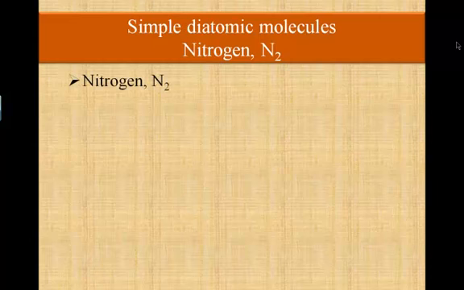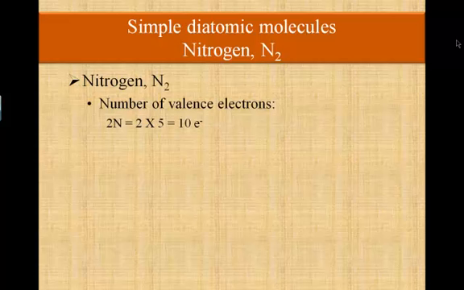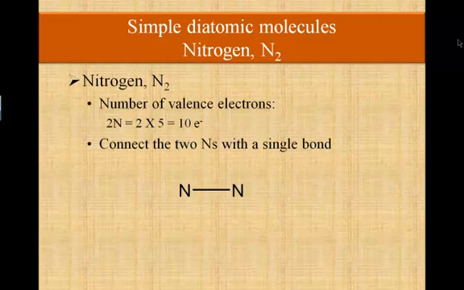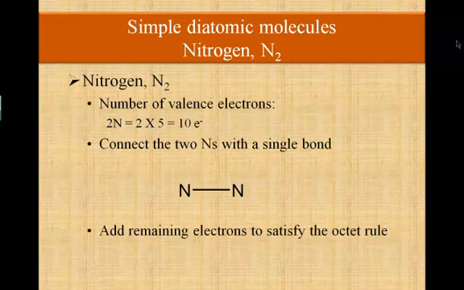Let's have a look at nitrogen. Calculate the number of valence electrons. If you go to your periodic table, you'll see that nitrogen is in group 5, 5 electrons from each nitrogen for a total of 10. Connect the two nitrogens with a single bond. Now I add the remaining electrons to satisfy the octet rule. I've used 2, I have to add 8 more. So I go 2, 4, 6, 8, 10.